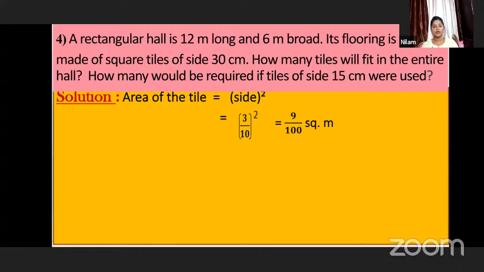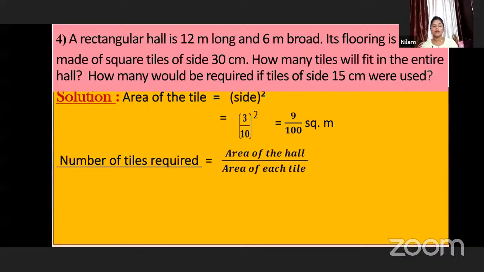Okay, that was one side. And we have to find out the area of the square tile. So the area of the square tile is 9 upon 100 square meter. So how many tiles will be required? So number of tiles required equals area of the hall divided by area of each tile.